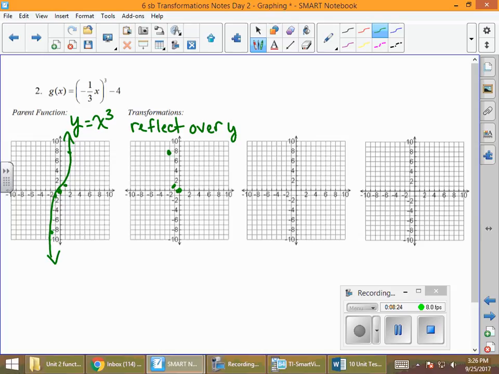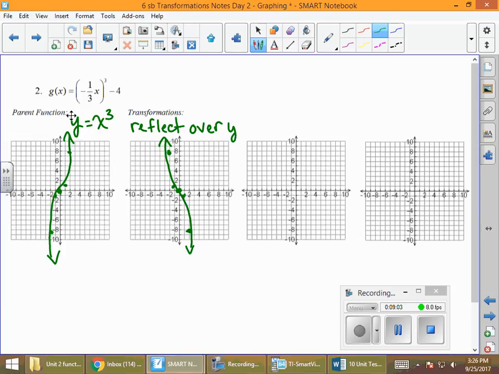So again, 1, 1 flips over the y-axis and becomes negative 1, 1. 2, 8 goes across the y-axis and becomes negative 2, 8. And our 1, negative 1 goes across the y-axis and becomes positive 1, negative 1. And our negative 2, negative 8 goes across the y-axis and becomes positive 2, negative 8. So we still have the same general shape, but we've reflected.